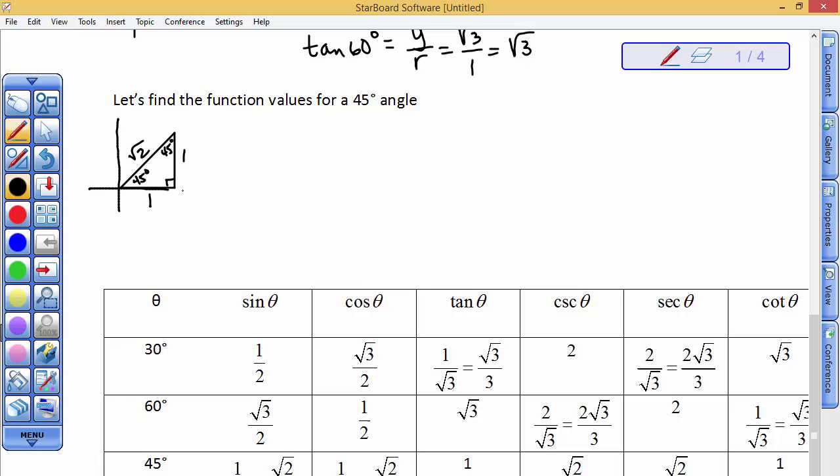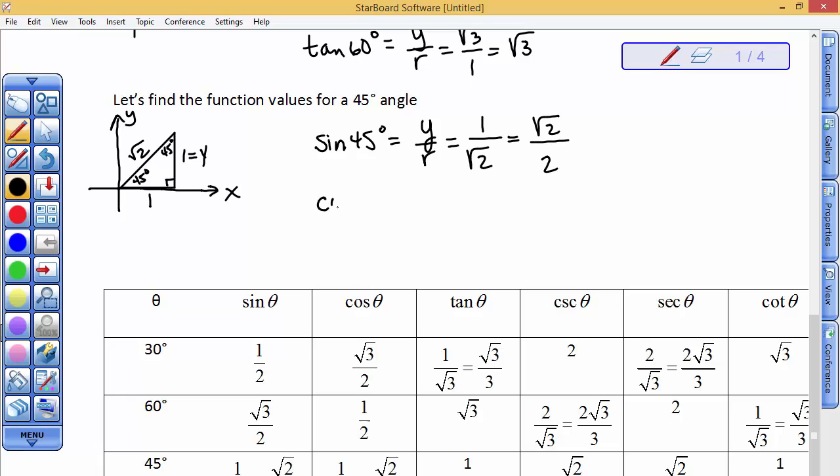And so again, let's draw the rectangular coordinate system in here. Here's the x-axis, here's the y-axis, and I want to know what the sine of 45 degrees is. Well, it's defined as y over r. My y value in this picture is 1, and my r value is the square root of 2. When I rationalize the denominator, I'll have the square root of 2 upstairs and just a 2 downstairs.